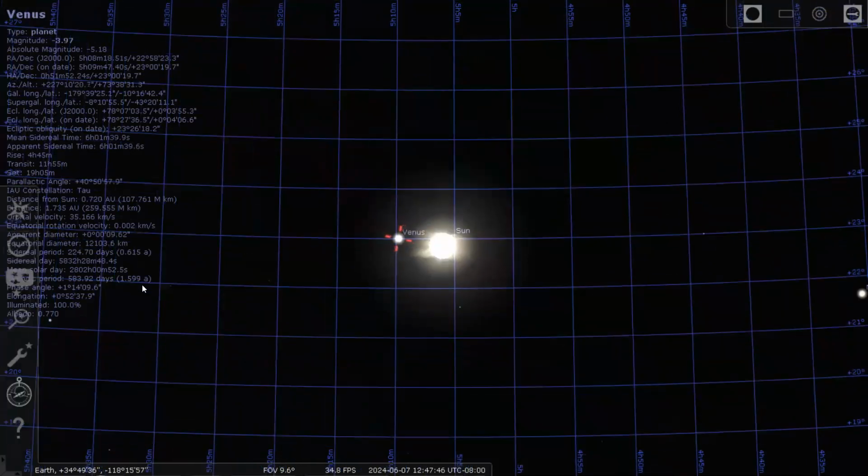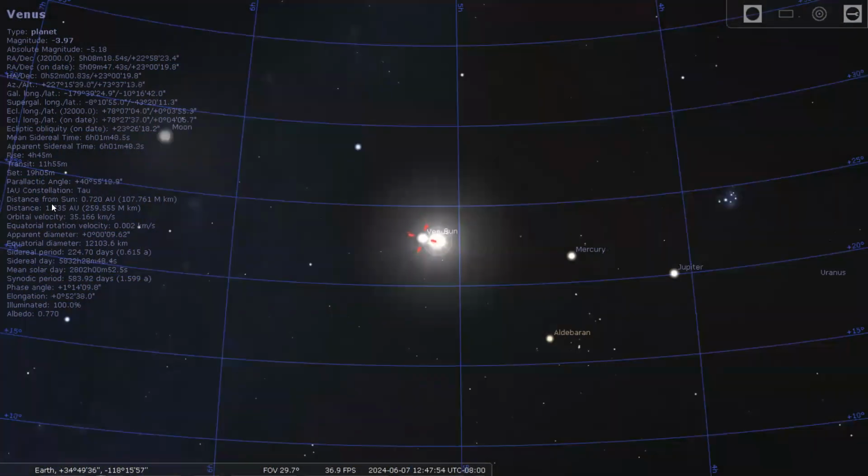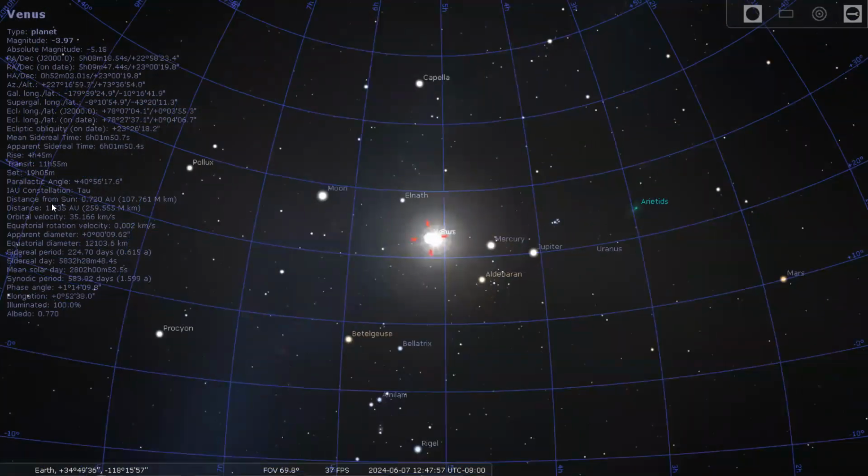If I look at the distance to Venus, now it's at 1.7 AU from the Earth. That's on the other side of the sun. So this is the superior conjunction. I need to skip this and wait for the next inferior conjunction. Again, it doesn't matter if you do superior to superior or inferior to inferior. Just make sure you skip one.